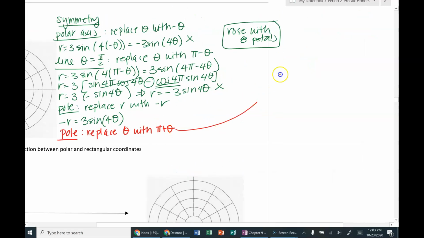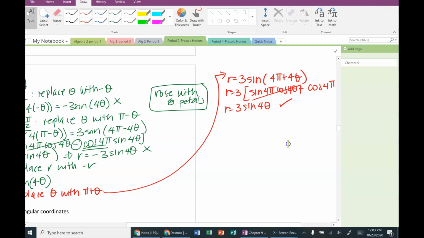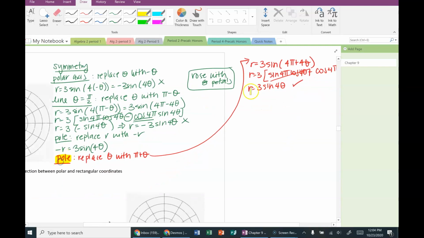I'm out of room right there, so I'm going to go all the way over here. So r equals 3 times sine of 4 pi plus 4 theta. R equals 3 bracket sine of 4 pi cosine 4 theta plus cosine of 4 pi times sine of 4 theta. Sine of 4 pi is 0, but cosine of 4 pi is now positive. So that's a positive sine of 4 theta. Whoa, it works. It is symmetric about the pole. Look at it, guys.